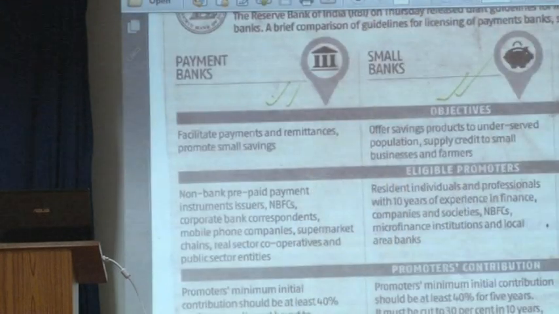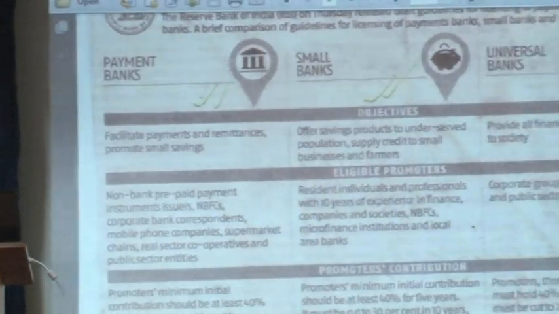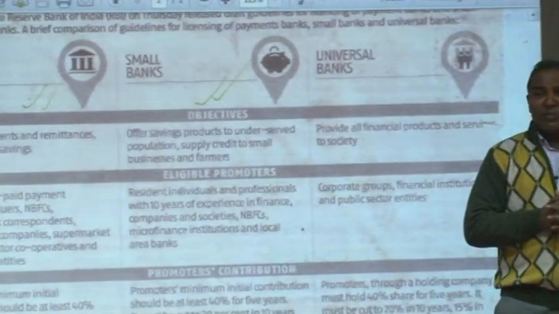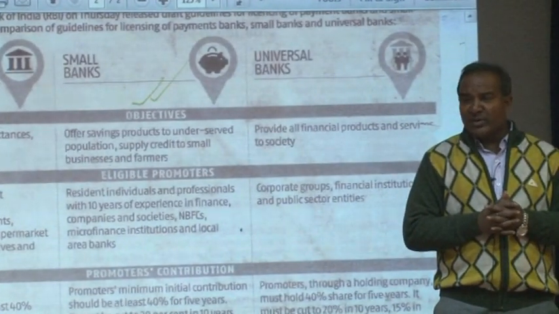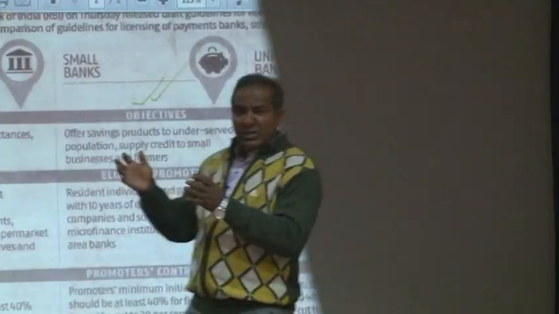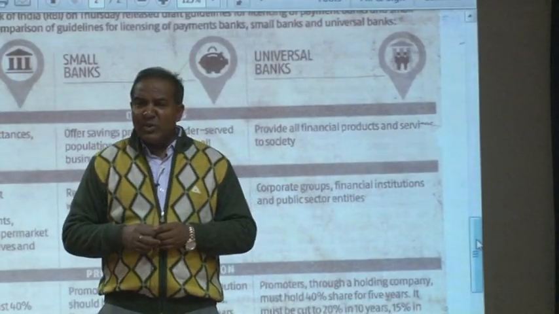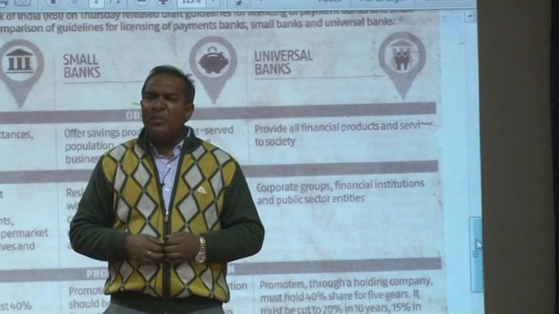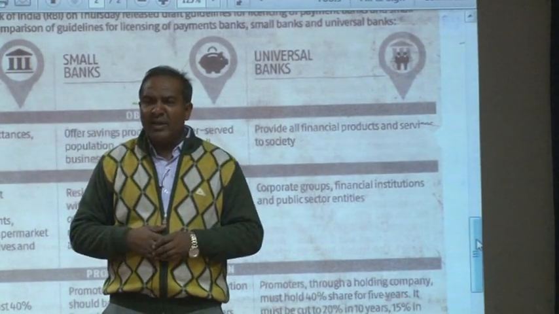Now come to universal bank. See, our population is large. The number of banks we have, as compared to developed countries, is less. So we have to expand the bank. Not everybody can set up a universal bank. Allow small banks also, which can operate in a small area.